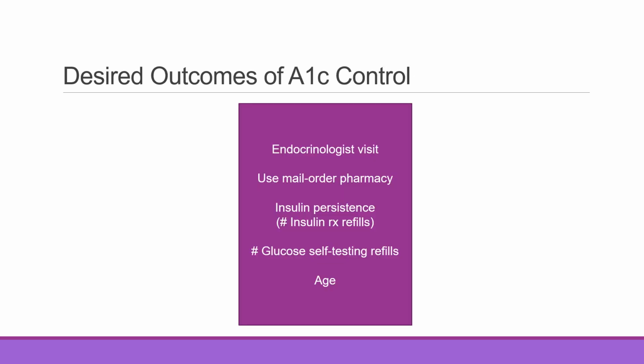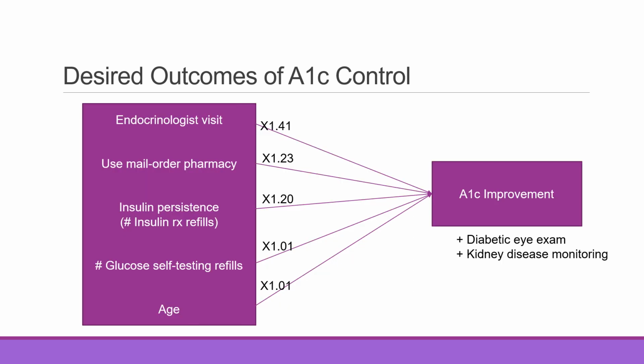These are the general 5 categories that I have identified through reviewing the literature. Endocrinologist visit, use of mail order pharmacy, insulin persistence, number of glucose self-testing refills, and age were statistically found to be significant in controlling A1C, based on the article published in JAMA Network. As good scientists and clinicians, we're going to take this advice and try to complete a predictive model. Based on the relative risk or hazard ratio, you rank them from highest impact to lowest impact.